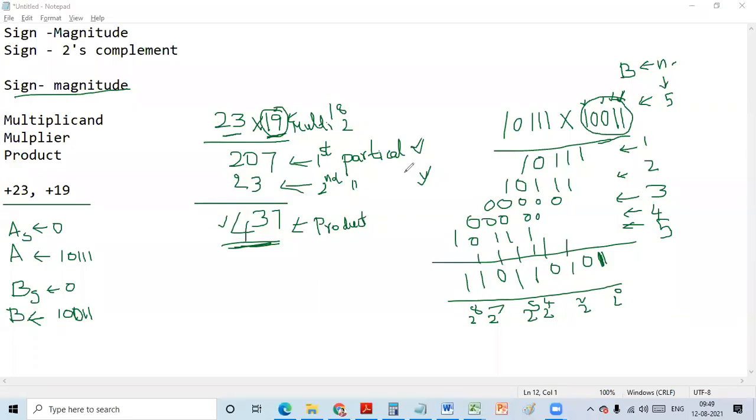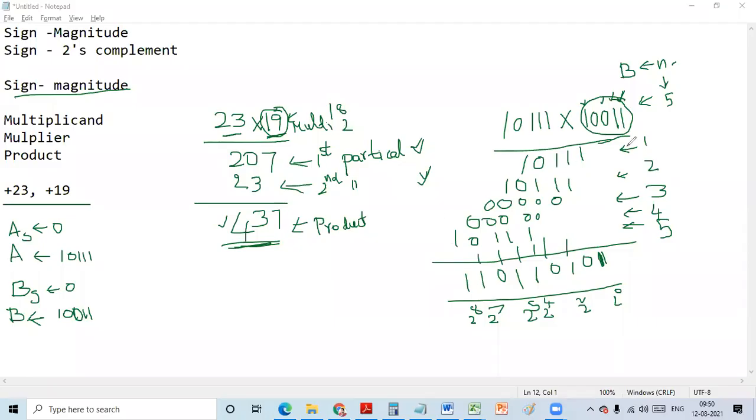Of course, the sign of the product is determined from the signs of the multiplicand and multiplier. If they are alike, the sign of the product is positive. If they are unlike, the sign of the product is negative. Right? So by observing this, can you tell me, to implement this in a digital computer, what hardware do you require?